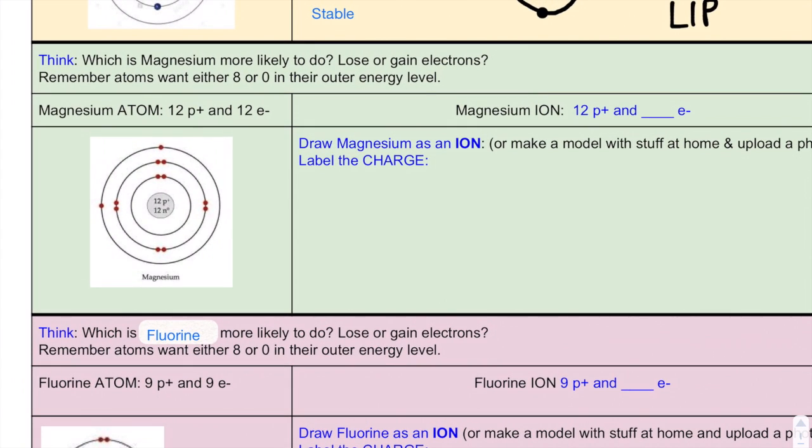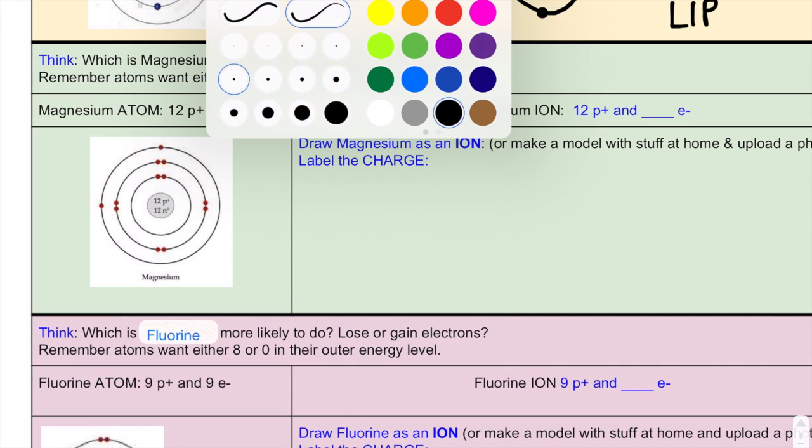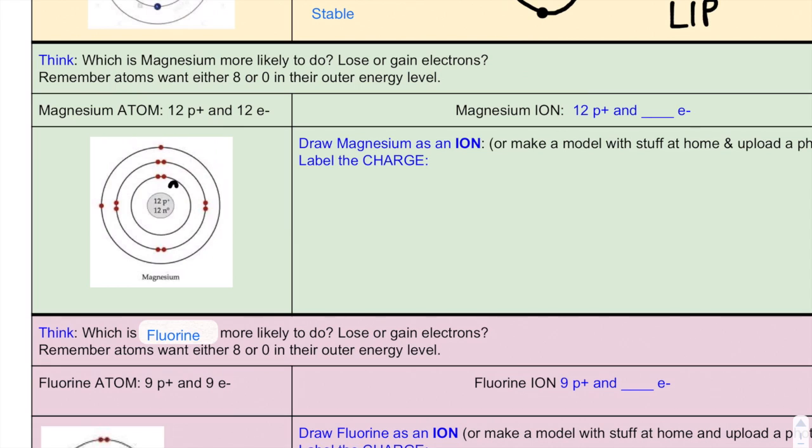All right, magnesium. Which is it more likely to do, lose or gain electrons? So we see a magnesium there with 12 protons and 12 electrons. So let's look at the electrons carefully. We see 2 in the first energy level, and then we see 8 in the second, and then 2 in that outermost level.